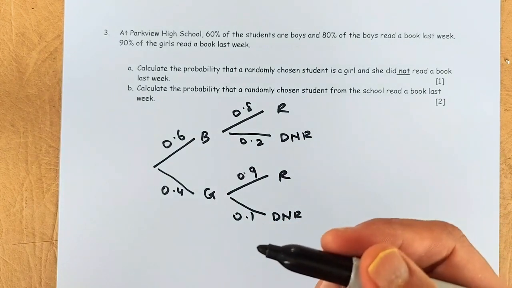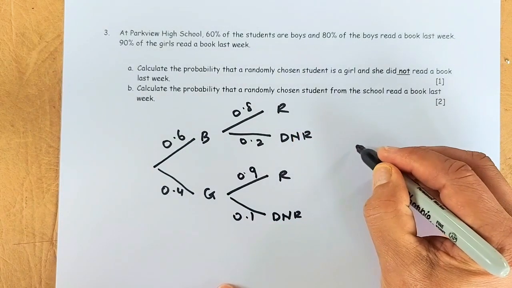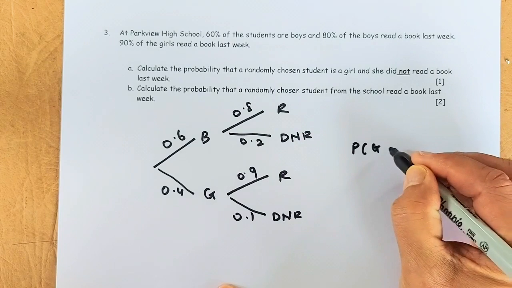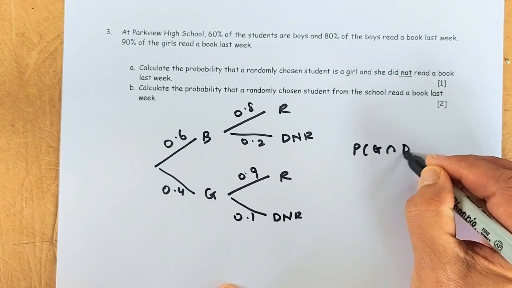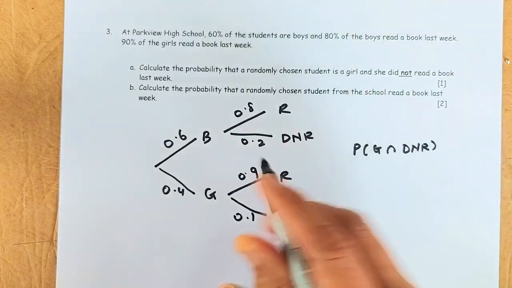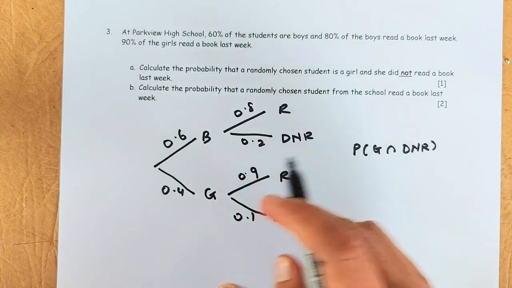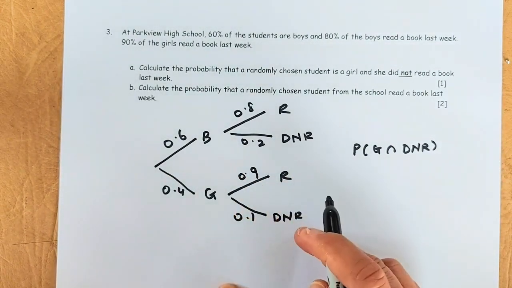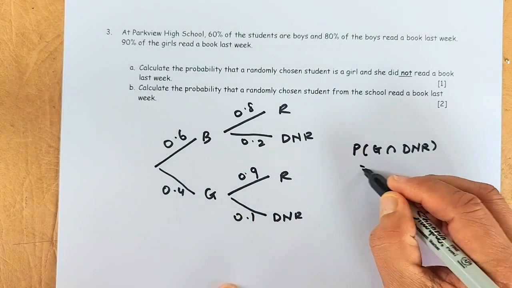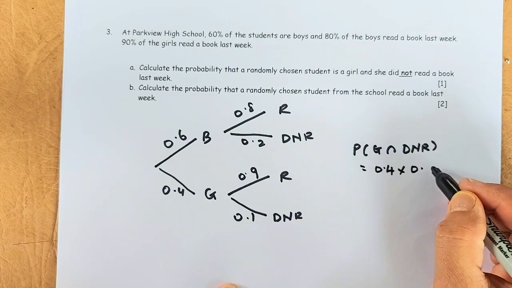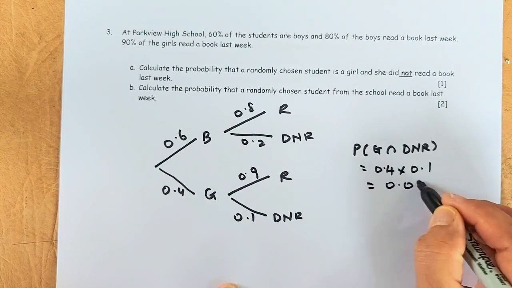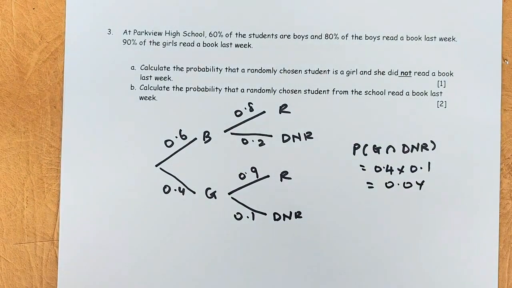And now they ask you, what is the probability of a girl who did not read? So it's going to be a girl and do not read. So 0.4 times 0.1 is going to be 0.04.